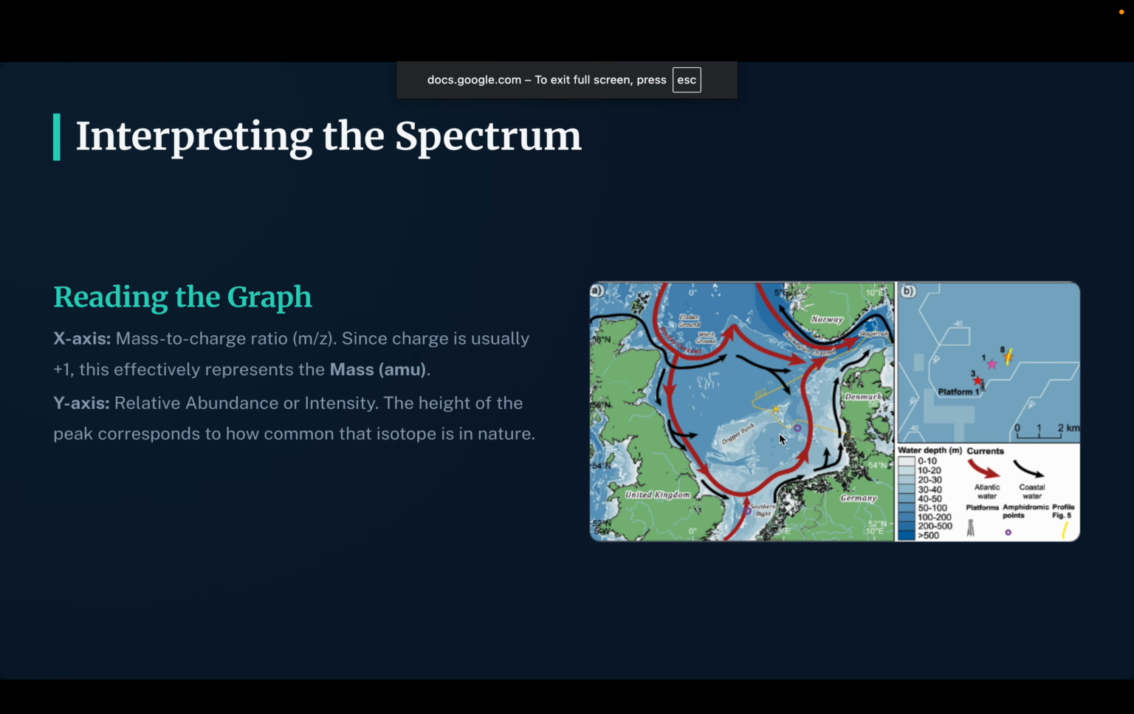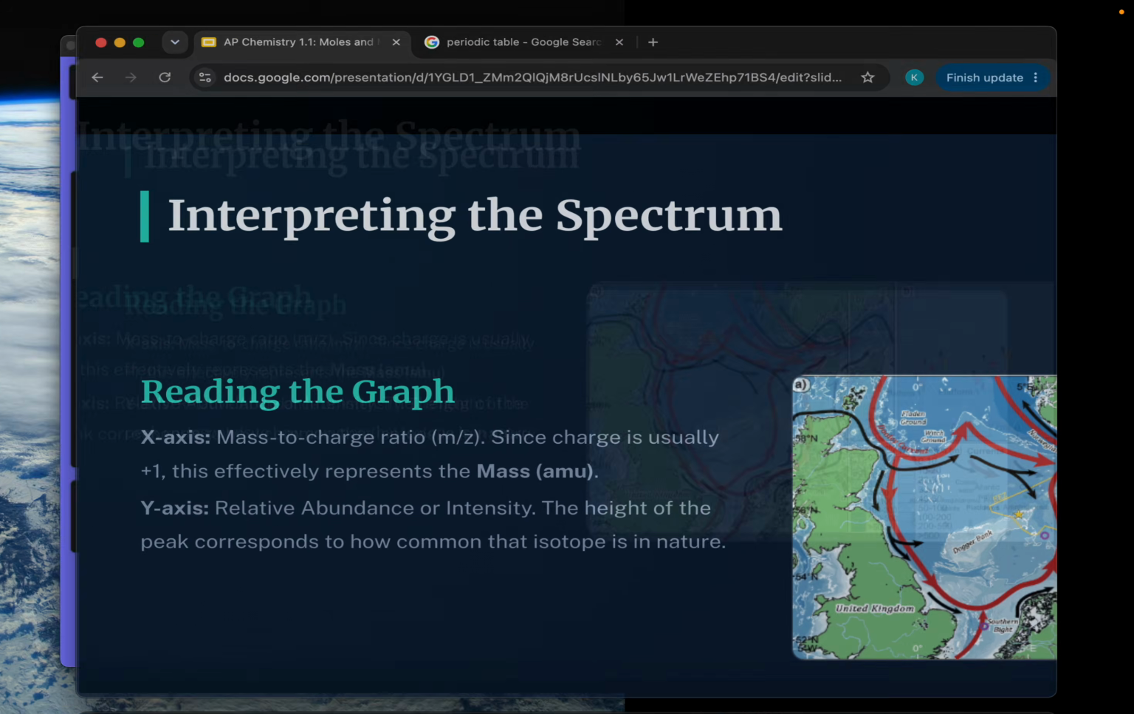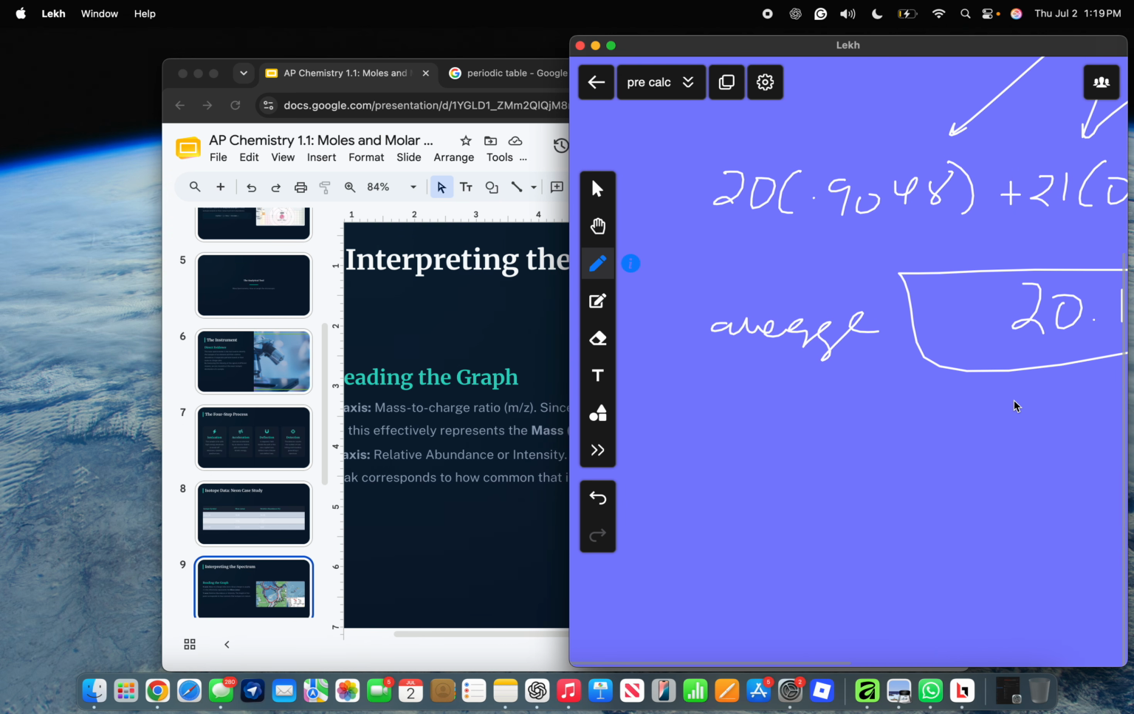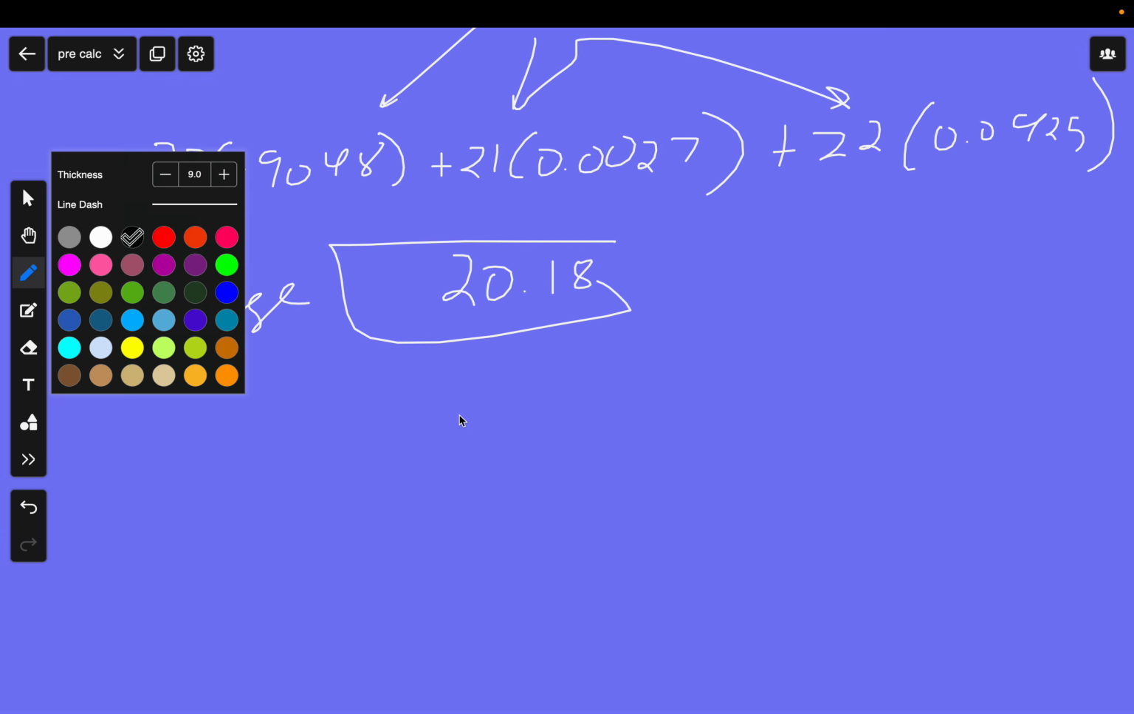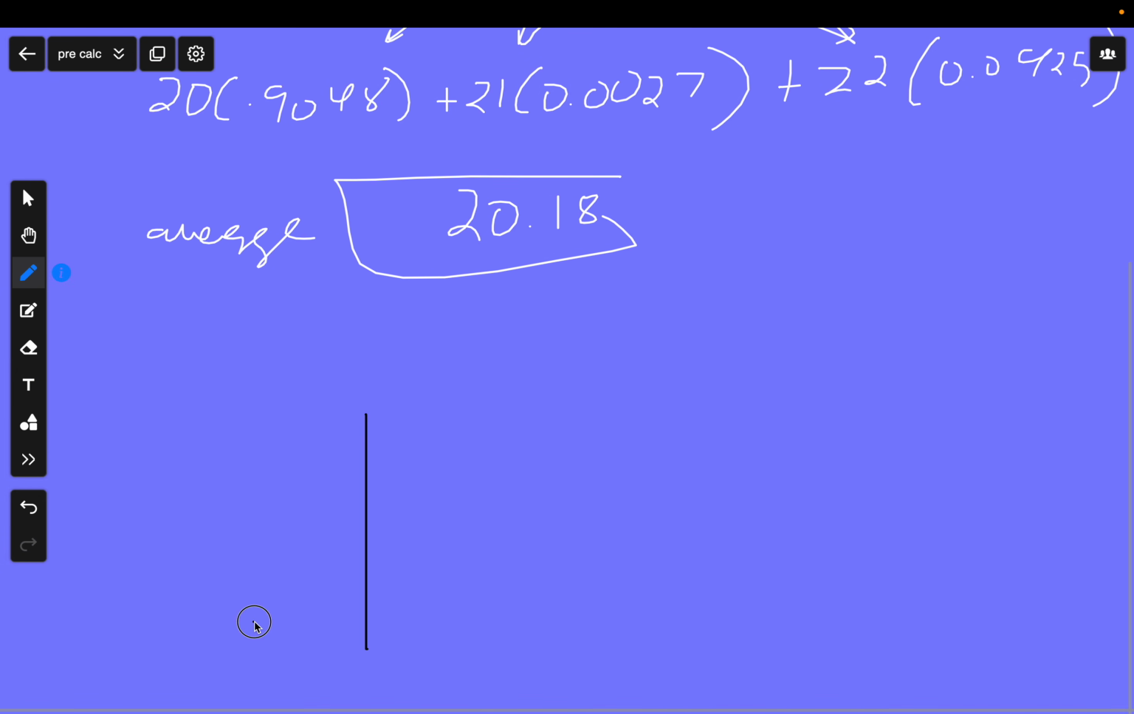So I don't know what this picture is right here, but basically, when you interpret the spectrum, the x-axis will be your mass, the y-axis will be the percentage of the chances of it existing in nature. So like, if I were to graph this thing right here, I can probably do that really quickly. So you would have a graph like this.